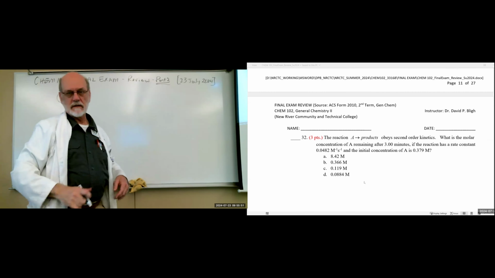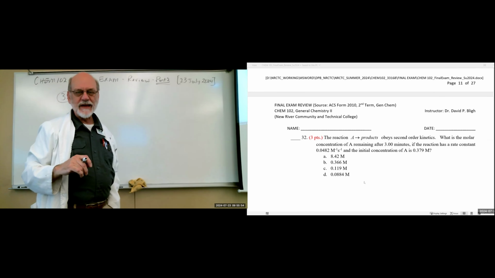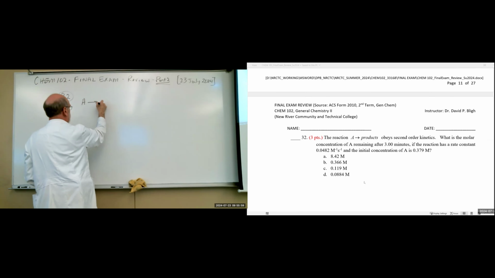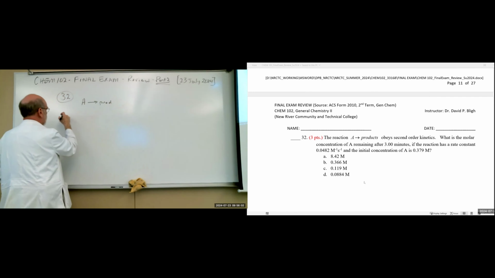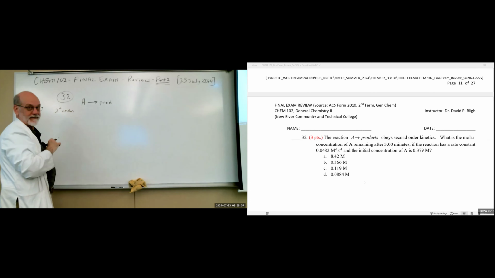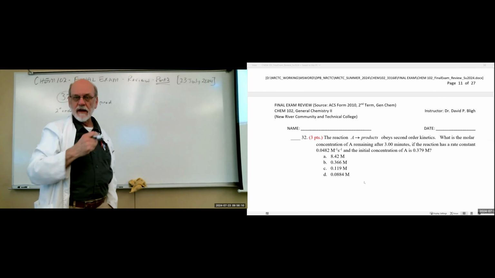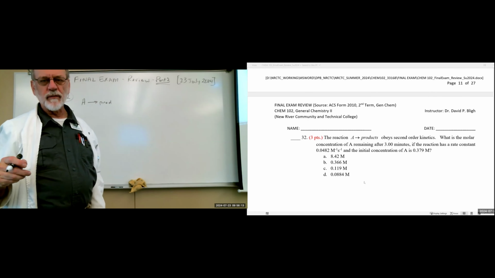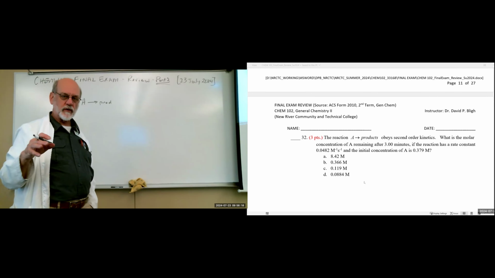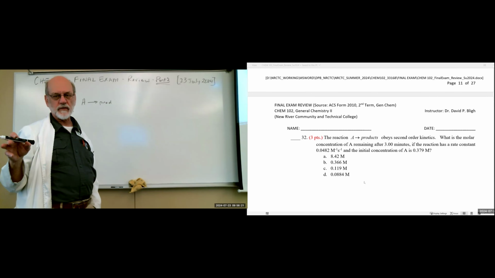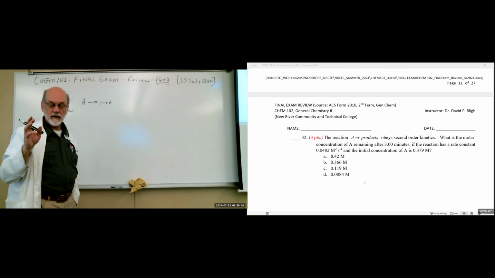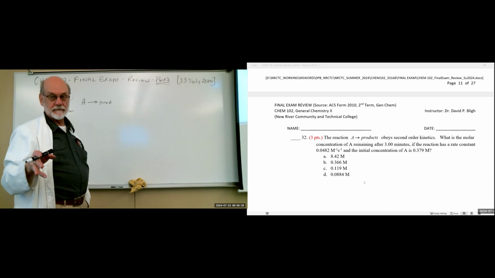Good. 20 minutes. The reaction A equals products obeys second order kinetics. So if A equals products and it's second order, okay, that's given. What is the molar concentration of A remaining after 3 minutes, if the reaction has a rate constant of 0.0482 and the initial concentration is 0.379? If this is second order kinetics, what rate law is applied?